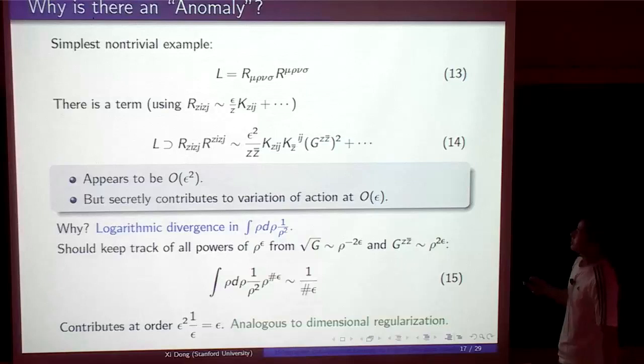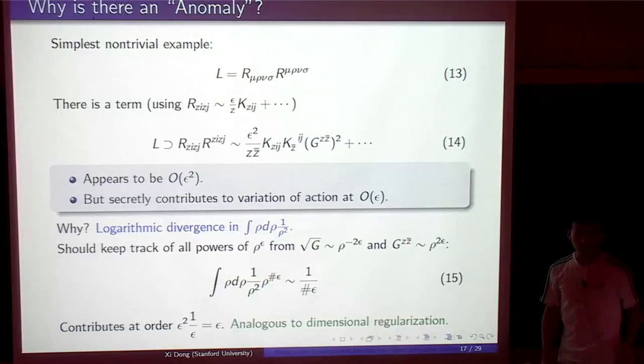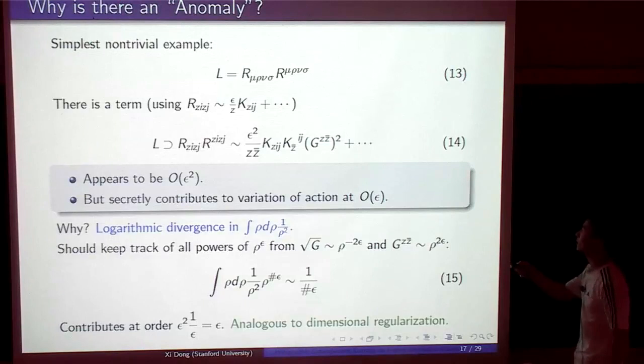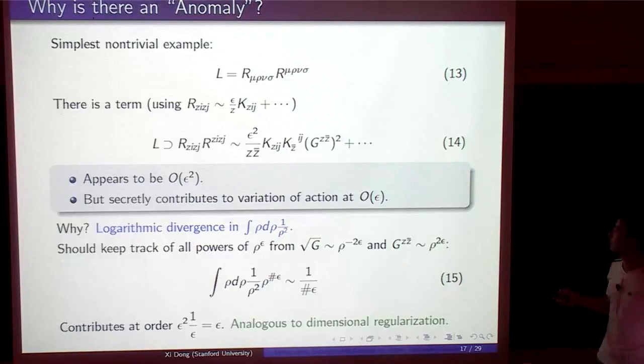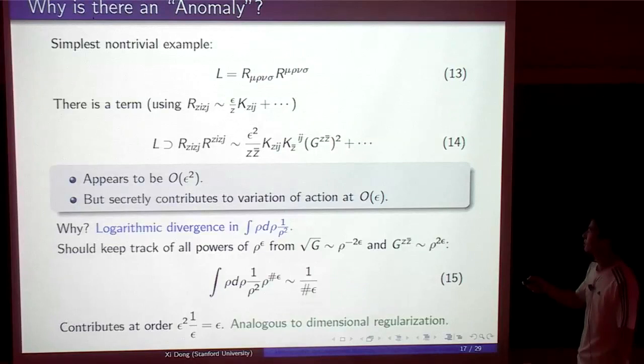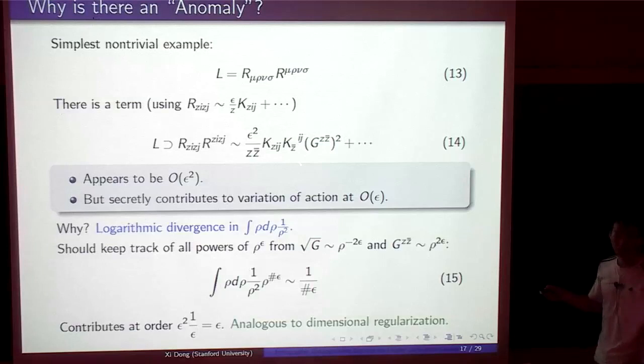Let's first ask why there is a term which I call the anomaly. It's simplest to look at the first non-trivial example, which is the contractions of two Riemann tensors. There is a term in this Lagrangian which is the z i z j component, which is potentially diverging. This is the same component we looked at a little bit earlier. It goes like epsilon over z times the extrinsic curvature. So if we have two of these in the Lagrangian, we potentially construct something which is second order in epsilon, but also blows up as 1 over rho squared, where rho is the absolute value of z.